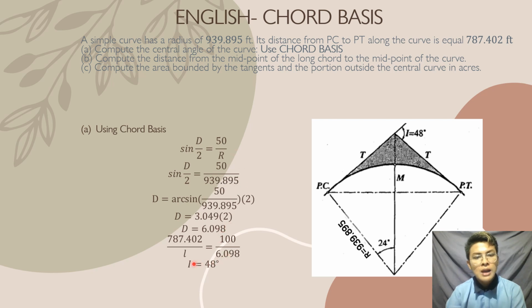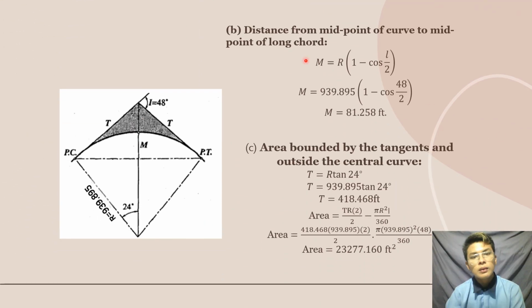So using the formula earlier, LC divided by I is equal to 100 divided by our D. So we get I is equal to 48 degrees. Next is B, the distance from the midpoint of the curve to the midpoint of the long chord. We must use the formula m is equal to r times 1 minus cosine I over 2. Substitute the given values, 48 divided by 2 is 24. Then we will get m is equal to 81.258 feet.